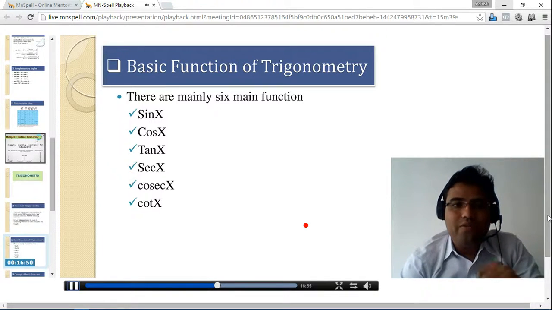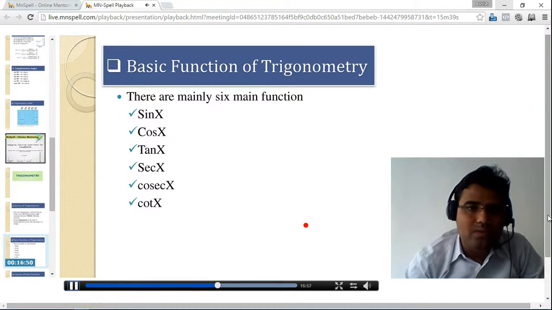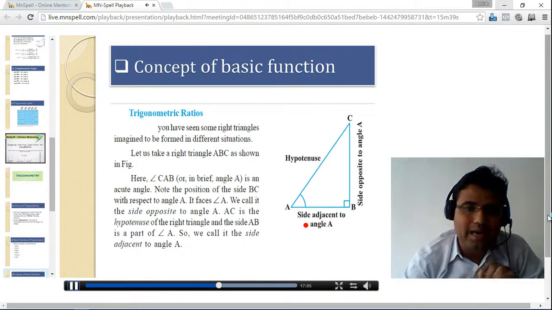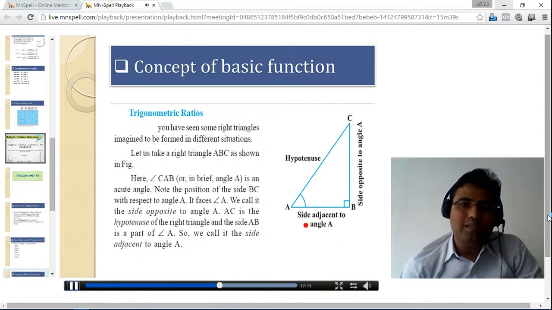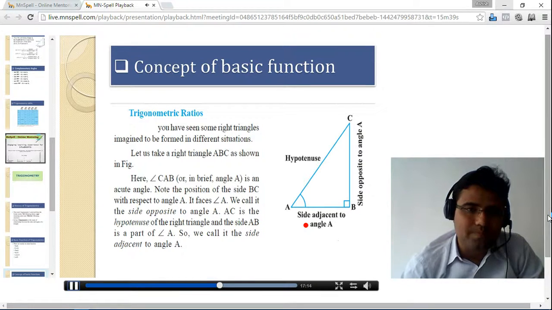Now, the basic functions of trigonometry. There are mainly 6 functions: sin x, cos x, tan x, sec x, cosec x, and cot x. These 6 functions are mainly used in trigonometry. The concept of basic functions.